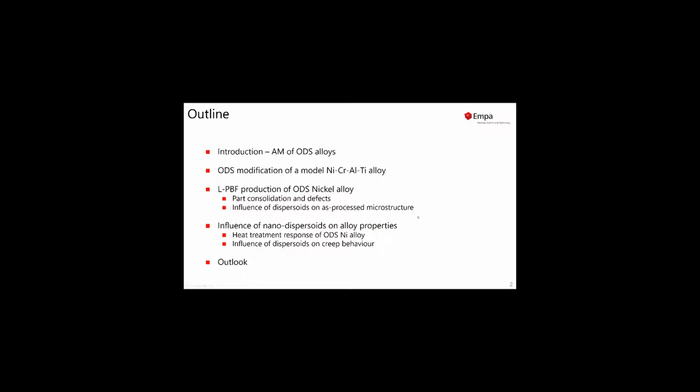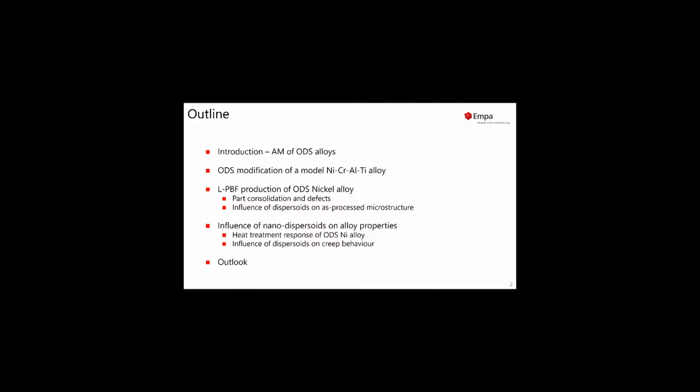So here's an outline of what I would like to present to you today. We'll give some background on ODS alloys, and then the work that we did, modification of a nickel, chrome, aluminium, titanium model alloy. This is a gamma prime strengthened nickel superalloy. Results from the fabrication of this ODS nickel alloy using laser powder bed fusion. Then I will also show some results on the influence of heat treatments and give some results on the creep behavior of this alloy. And finally, a bit of an outlook and also some information on what is currently going on here in our lab.